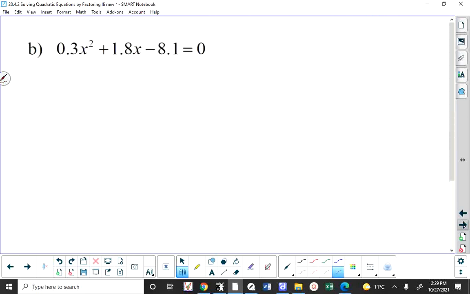So what do we do here? Well, we have to get rid of the decimals. Can you factor with decimals? Yes, but it's very difficult. So the best thing to do here is to say that I'm going to multiply every term by 10. Multiplying something by 10 moves the decimal place one place to the right. And that means 0.3 would become 3, 1.8 would become 18, 8.1 would become 81. So I'm going to multiply everything by 10.